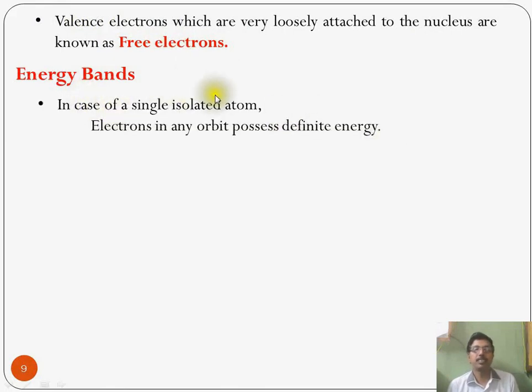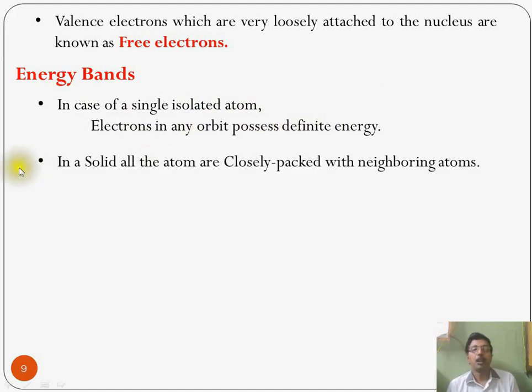If you assume a single isolated atom, then the electrons in any orbit possess some definite energy. When an electron moves from one orbit to another orbit, it takes some definite energy. But in the case of a solid, all the atoms, that is, one atom is coupled with another atom.